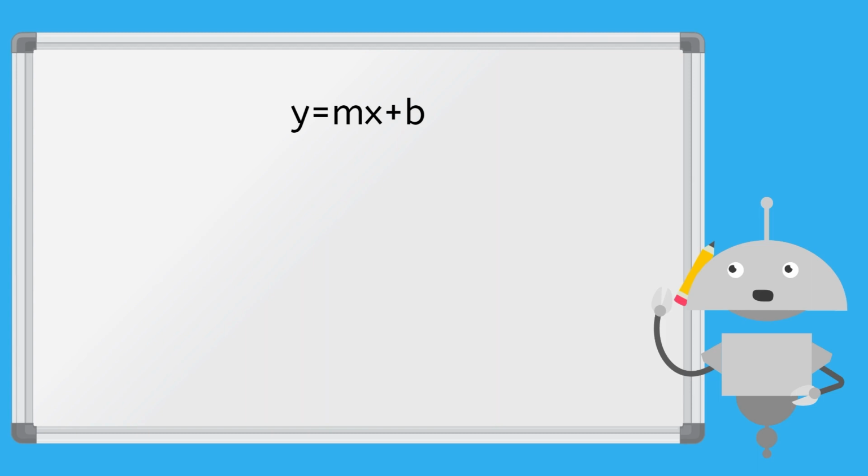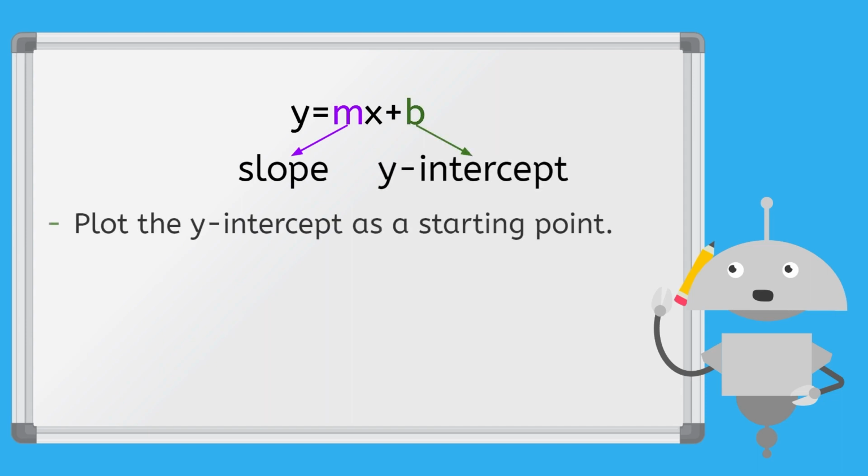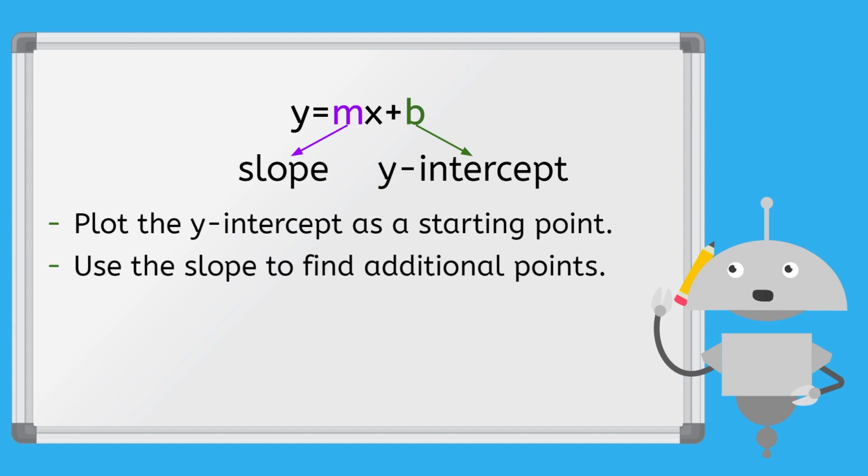When it comes to graphing linear equations in slope-intercept form, you just need to identify the slope and the y-intercept. Then you can plot the y-intercept as a starting point and use the slope to move along where the line will go to find additional points. Once you have at least 3 points plotted, you can draw on your line to connect them and finish up.